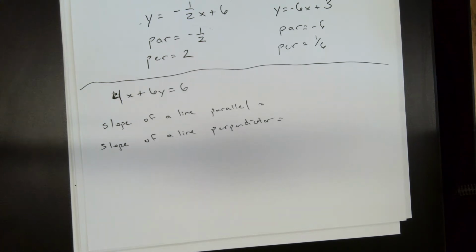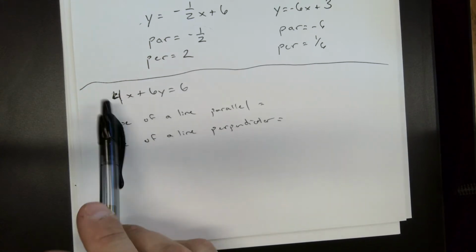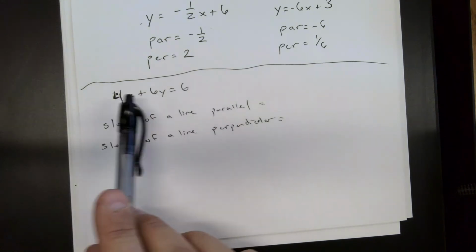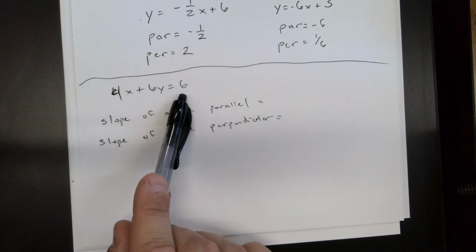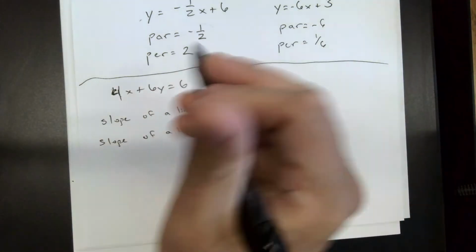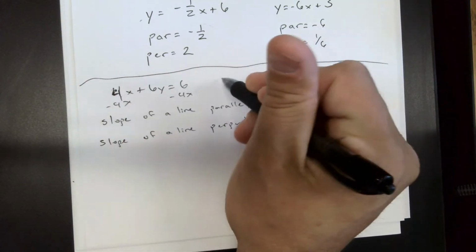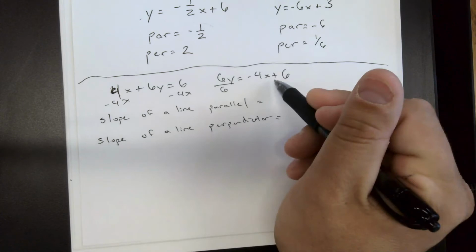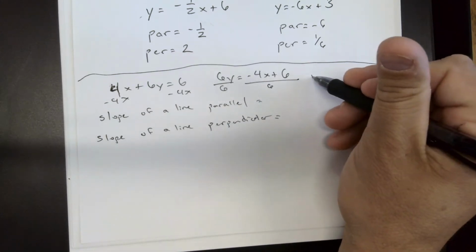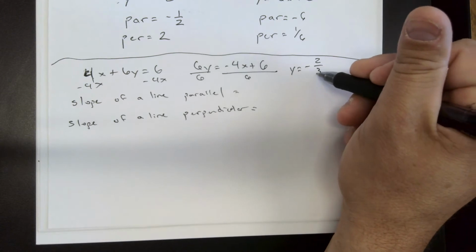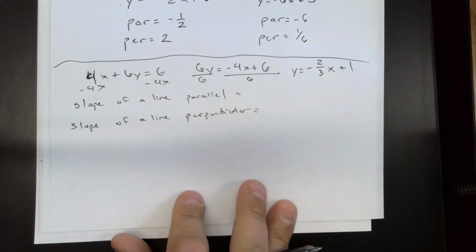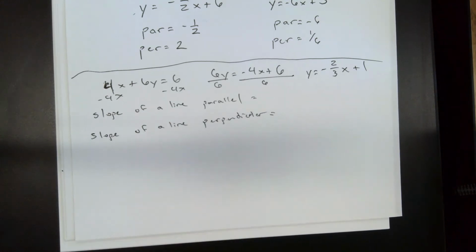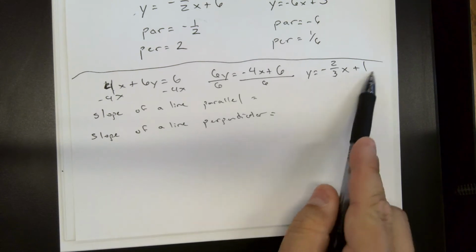So you can find the slope. You can see the slope, right? You have to get it into slope-intercept form in order to see the slope. Right now, we can't see the slope. Right now, this tells us our x and y intercepts. That's all this tells us. So in order to do this, we have to get y by itself. So we're going to subtract 4x, and we have 6y equals negative 4x plus 6. And then we're going to divide by 6. So y is going to equal negative 2/3 x plus 1. This is something we've done, right? We did this in chapter 3. All right, so the slope of this line is negative 2/3.